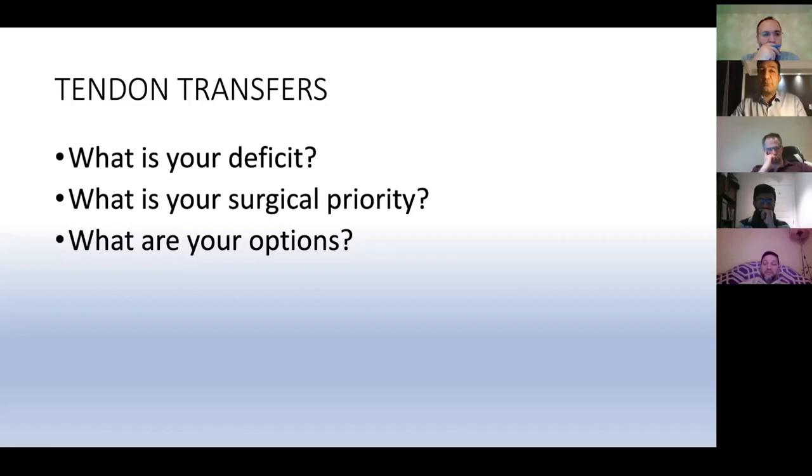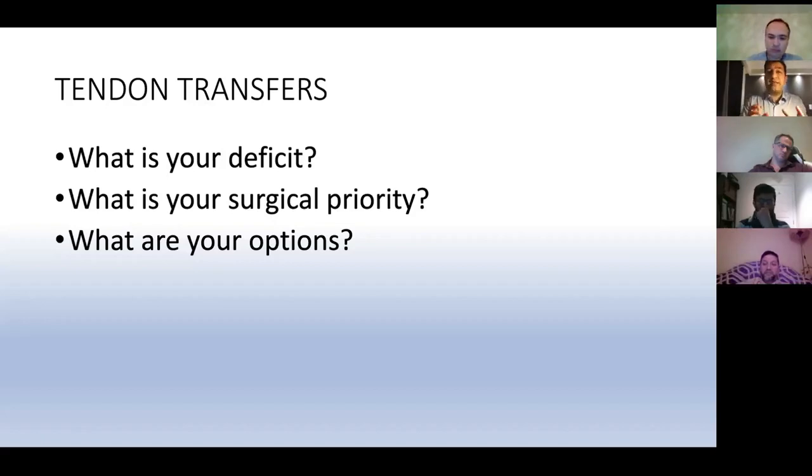What is your surgical priority? Your surgical priority with a low median nerve palsy is restoring opposition. Okay, and then what are your options? With a low median nerve palsy, your options are for an opponensplasty. You can either use palmaris longus, you can use EIP, you can use FDS to the ring, or you can use abductor digiti minimi, known as a Huber's transfer. Although remember, that's the pediatric transfer because you lose 75% of the strength.